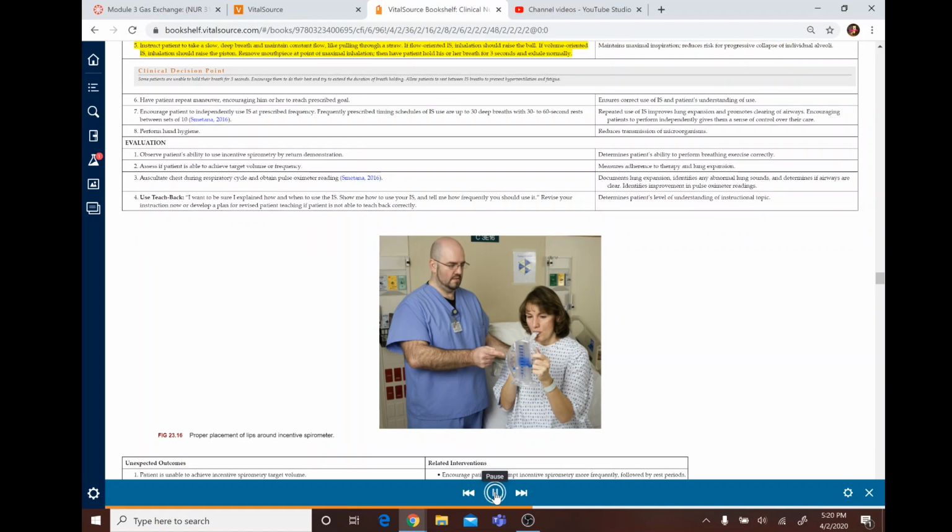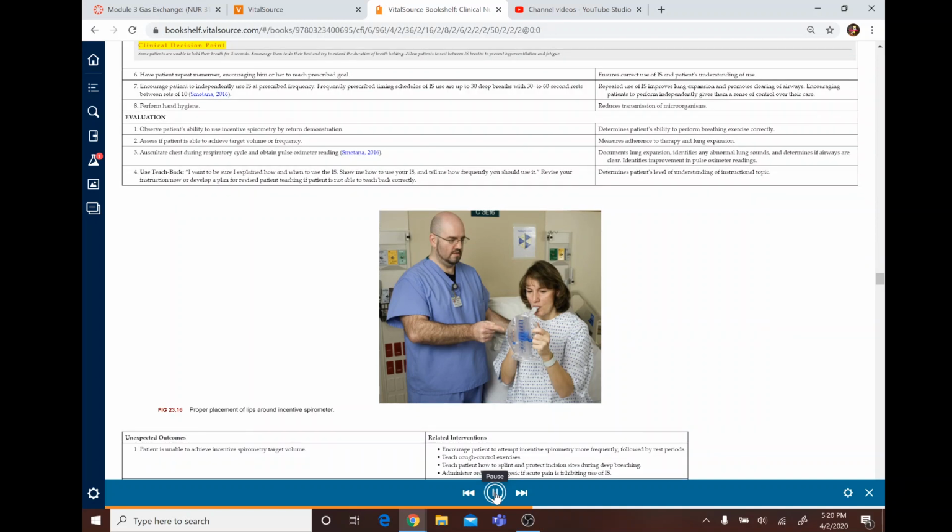5. Instruct patient to take a slow, deep breath and maintain constant flow, like pulling through a straw. If flow-oriented IS, inhalation should raise the ball. If volume-oriented IS, inhalation should raise the piston. Remove mouthpiece at point of maximal inhalation, then have patient hold his or her breath for 3 seconds and exhale normally. Maintains maximal inspiration, reduces risk for progressive collapse of individual alveoli.